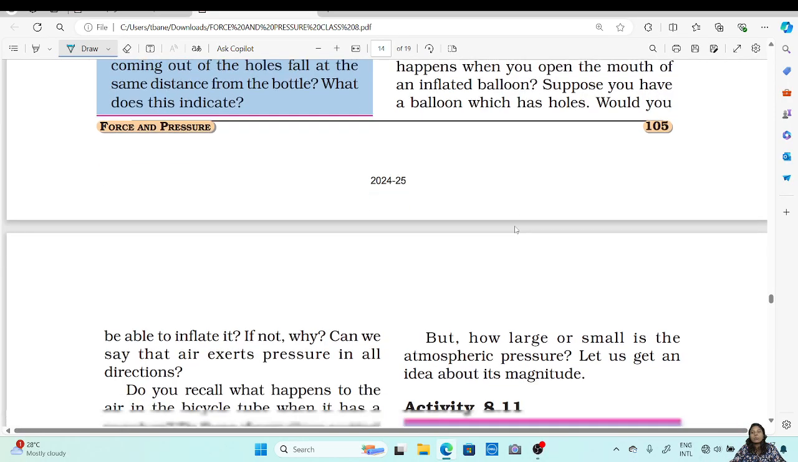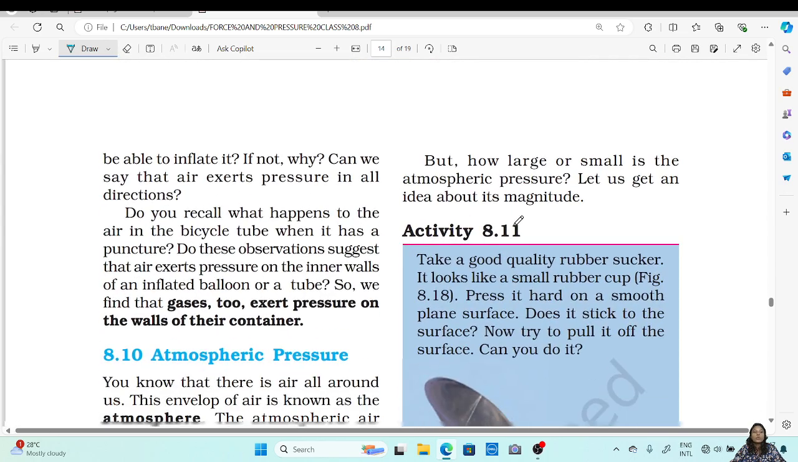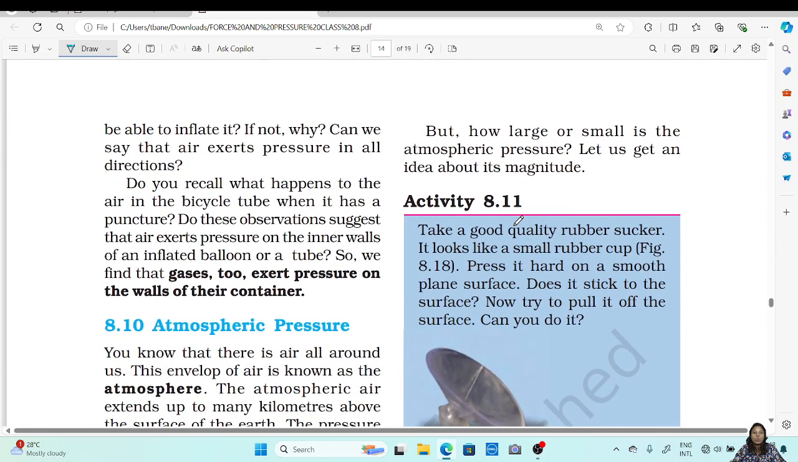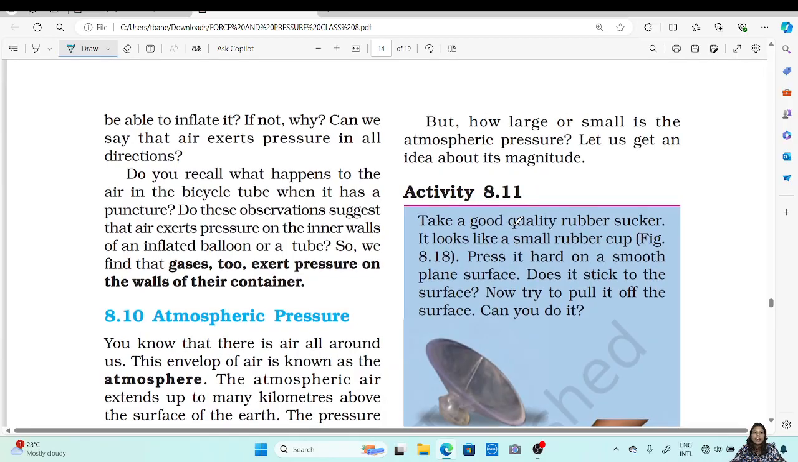So suppose you have a balloon which has a hole. Would you be able to inflate it? No. Why? Can we say that the air exerts pressure in all directions? When you blow air inside the balloon, it creates a pressure in all directions, so the balloon grows equally in all directions. Does only one part of the balloon grow while the other remains the same? No. It is equally distributed in all directions.